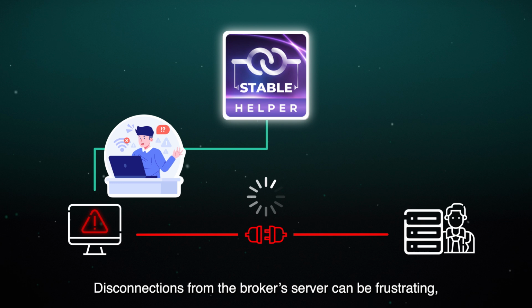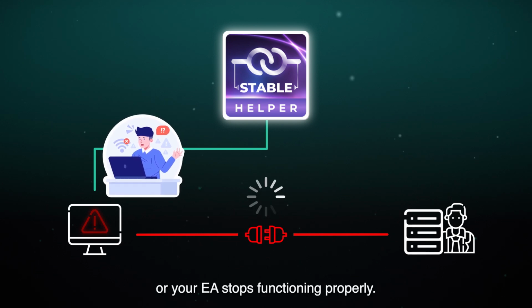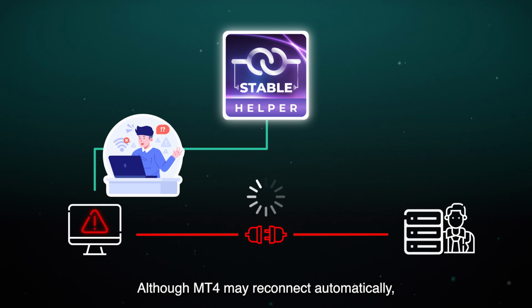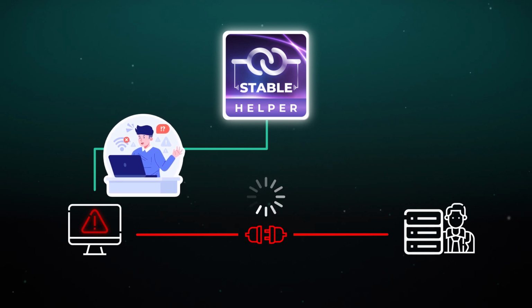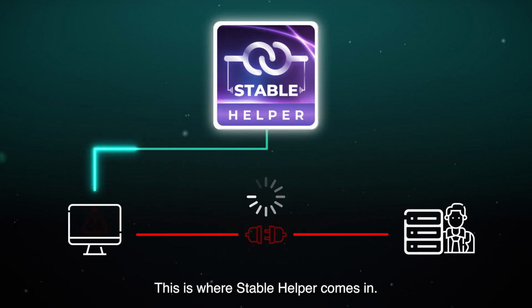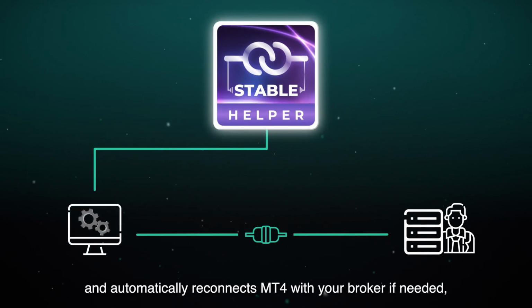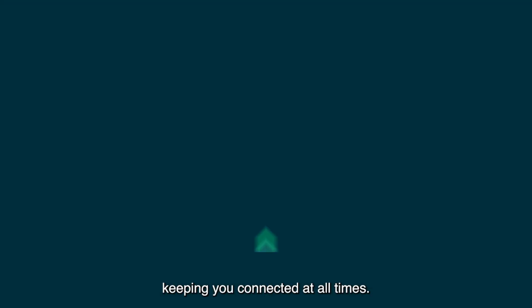Disconnections from the broker server can be frustrating, especially when you miss trades or your EA stops functioning properly. Although MT4 may reconnect automatically, there are times when a manual restart is needed. This is where Stable Helper comes in. It constantly monitors the connection and automatically reconnects MT4 with your broker if needed, keeping you connected at all times.